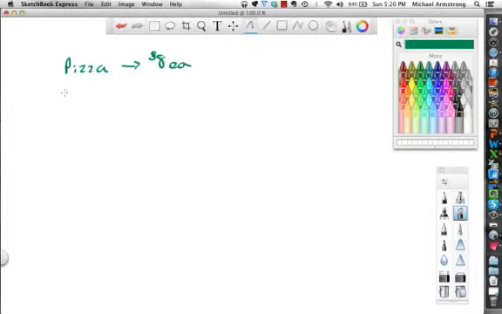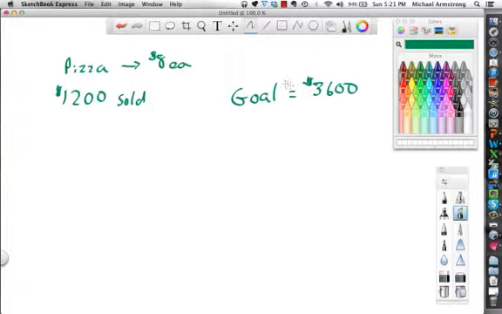They have sold enough to make $1,200, but their goal is $3,600. Okay, so they have already sold $1,200 worth of pizza, and they want to sell $3,600 worth. That's their goal. So we have to write an inequality to represent the number of additional pizzas the club must sell to reach the goal.